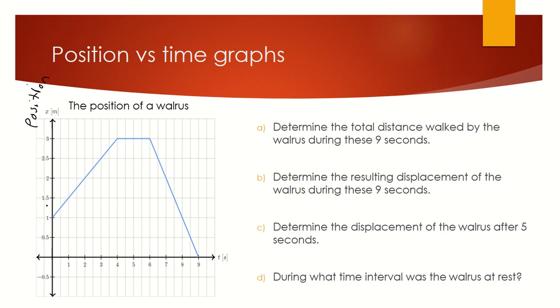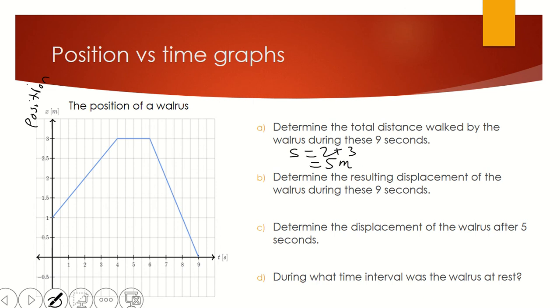So the walrus has walked from 1 to 3. So the walrus walked 2 meters. He then walked another 3 meters back to the origin. So he's walked a total of 2 plus 3. So S is equal to 2 plus 3, which is equal to 5 meters travelled.